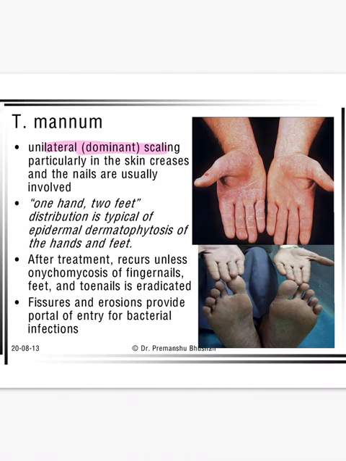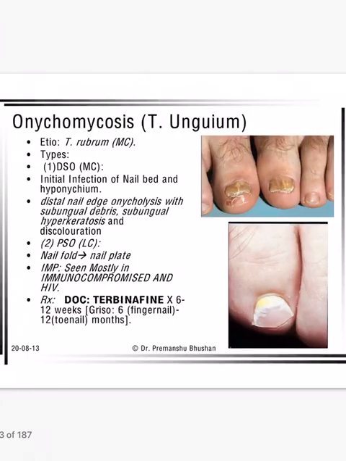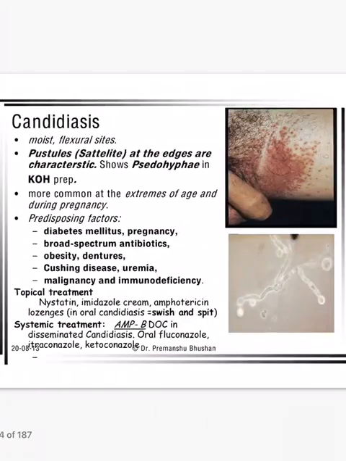Then tinea cruris, that is synonymous with jock itch or dhobi itch. Now coming on to tinea manuum, if it involves the hand. Tinea pedis, if it involves the foot, is athlete's foot, and it is caused by Trichophyton mentagrophytes. Onychomycosis is due to tinea unguium. It may be due to Aspergillus or maybe due to Candida. Candidiasis: what is it? It shows the presence of pseudohyphae on KOH mount.